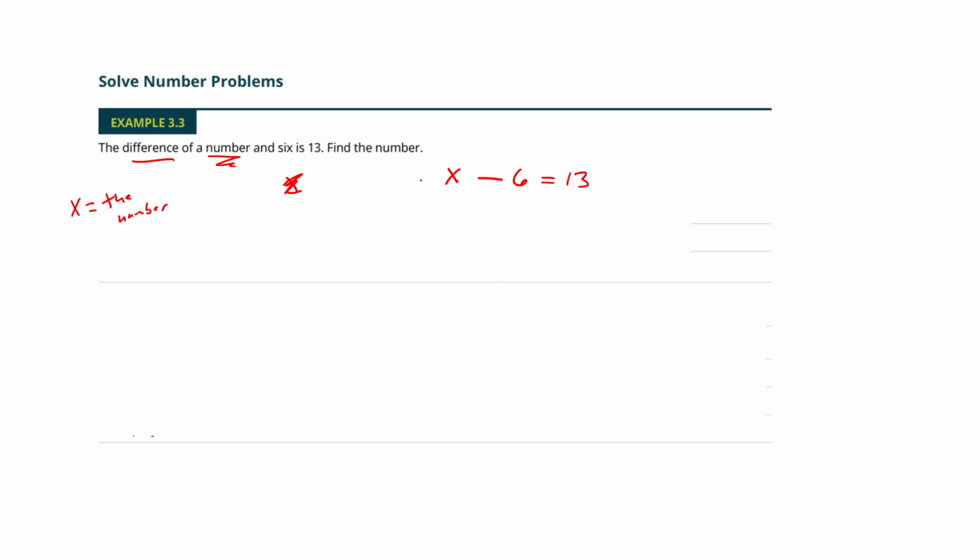Okay, now this one's real simple. At least we got a nice easy setup here. So we're just adding 6 to both sides. That number must be 19.